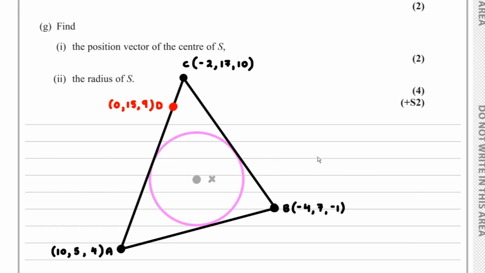So OD is equal to OA plus 5 over 6 times AC. So I've got OA, which is 10i plus 5j plus 4k, plus 5 over 6 multiplied by AC, which is negative 12i plus 12j plus 6k, and this means OD is equal to 15j plus 9k, and that is shown here.